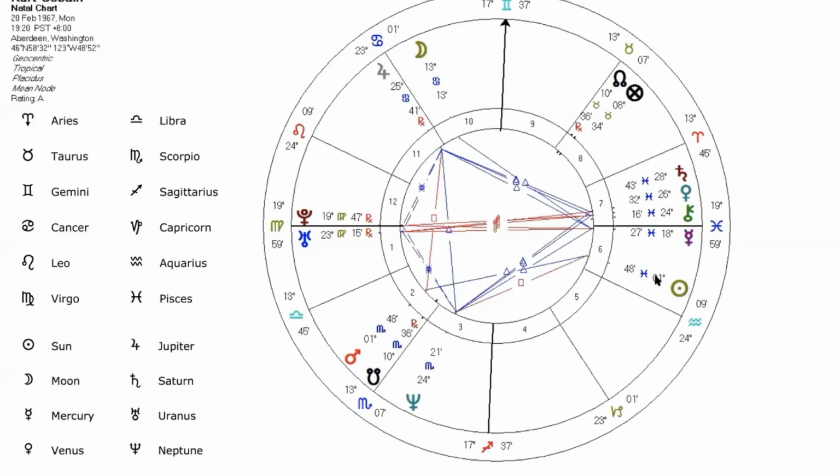So here's his sun in the sign of Pisces. His Mercury is in Pisces. His Venus is in Pisces. His Saturn is in Pisces. All in water.